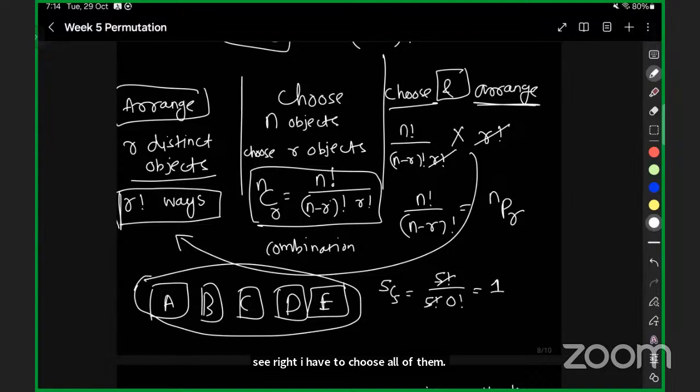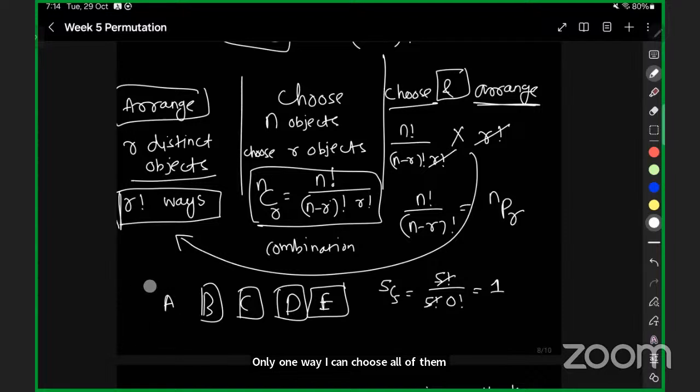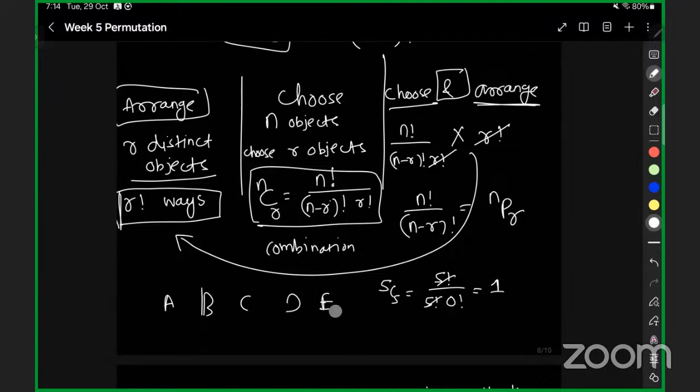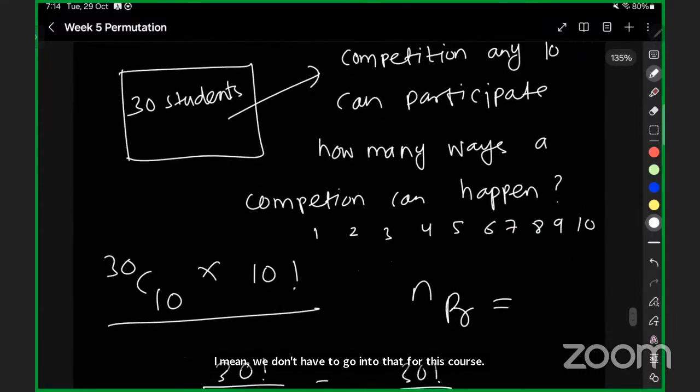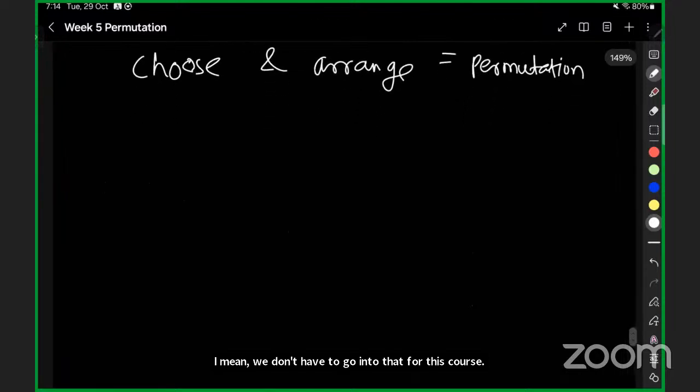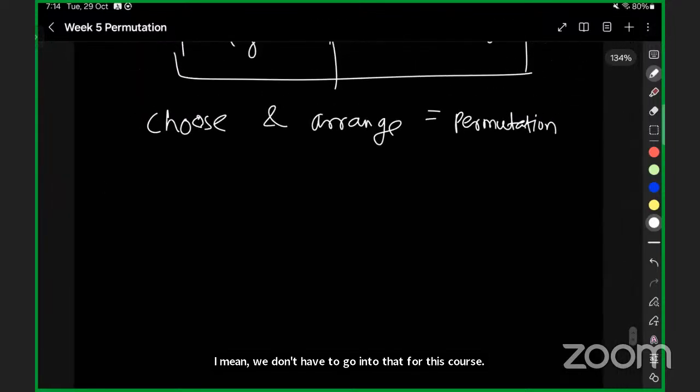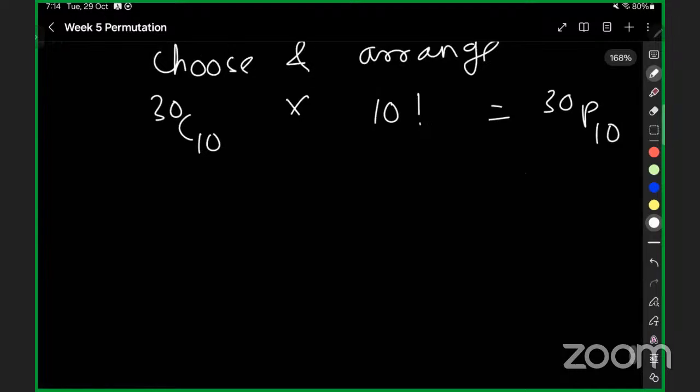Sir, if the elements are the same, it affects the arranging. Will it affect the choosing also? Yes, it does. It's a little different, okay? But generally, we don't have to go into that for this course. Okay, sir. So that was choosing and arranging.